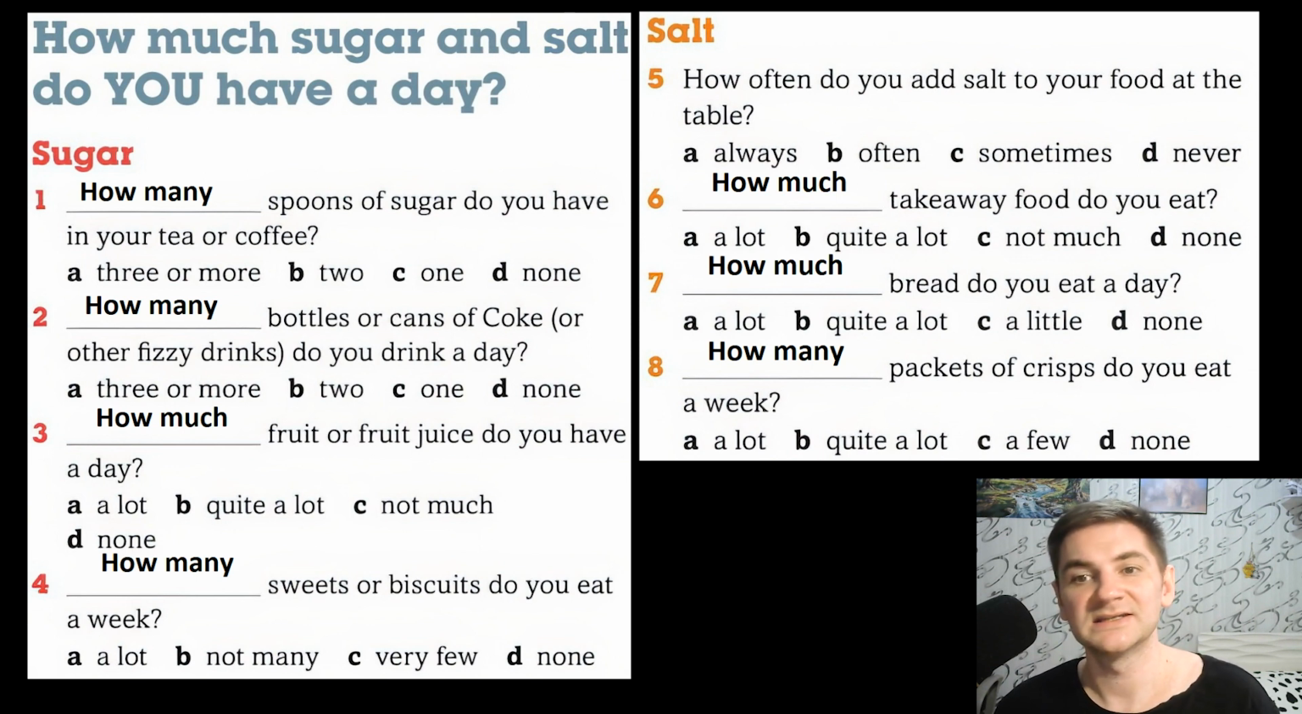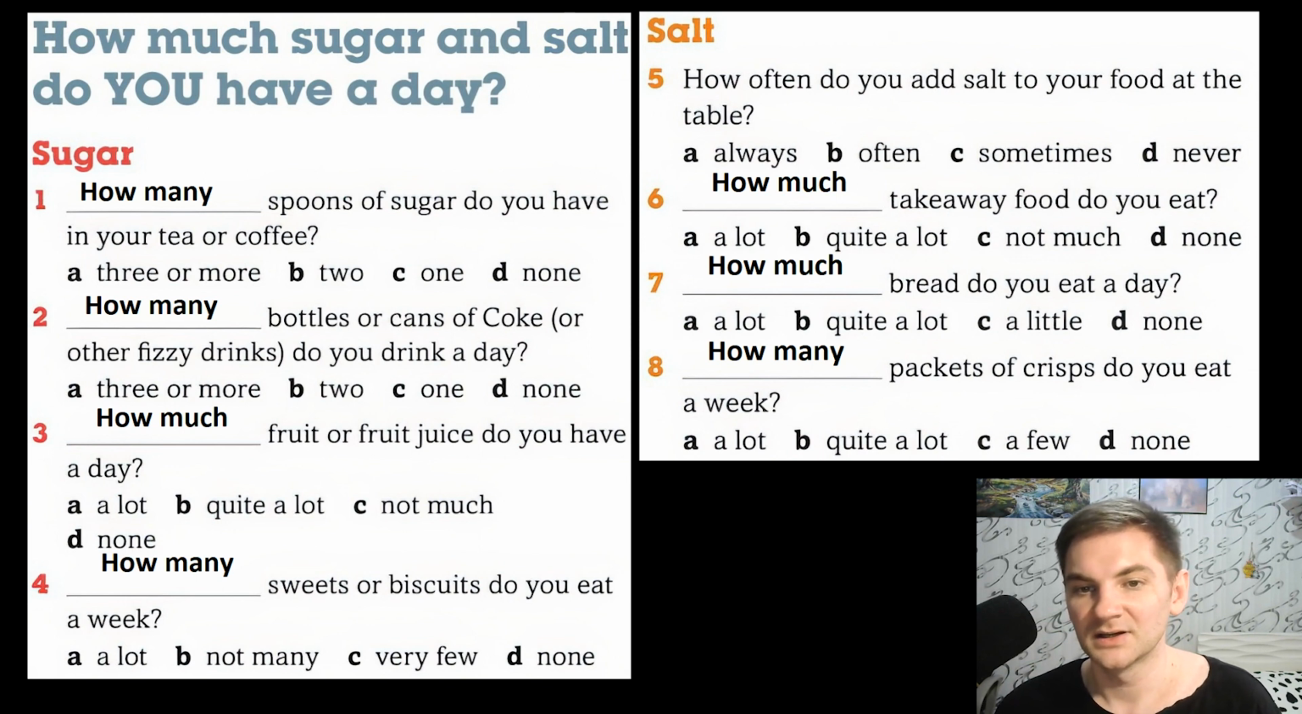I'll choose D, none. I don't add sugar in my coffee or in my tea. How many bottles or cans of Coke or other fizzy drinks do you drink a day? A day. I think none. I usually drink it once a month, maybe. So I would choose D, none. Number 3. How much fruit or fruit juice do you have a day? Also none. I don't like fruit juice. It's too sweet for me.